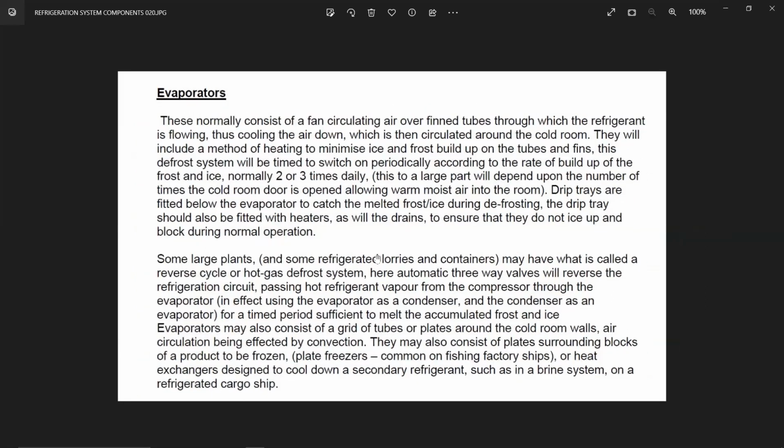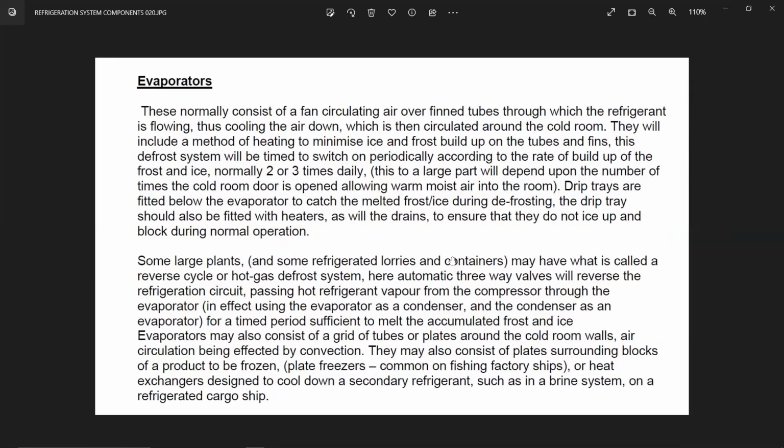Some large plants, some refrigerated lorries and containers may have what is called a reverse cycle or hot gas defrost. But ये हमारे ships में भी होता है. We'll talk about this tomorrow when we see the entire system. Here automatic three-way valves are there reversing the refrigerant circuit. इसका डायग्राम भी आता है, वो समझाऊंगा ना तो आपको बेटर समझेगा कि वो कैसे hot gas defrosting कहाँ से होता है and how it works and everything.